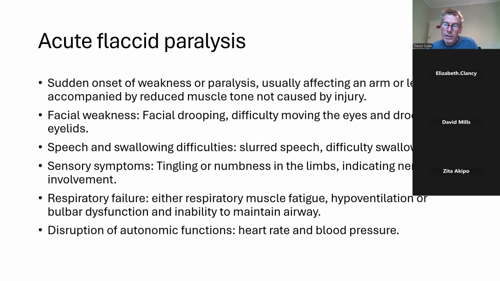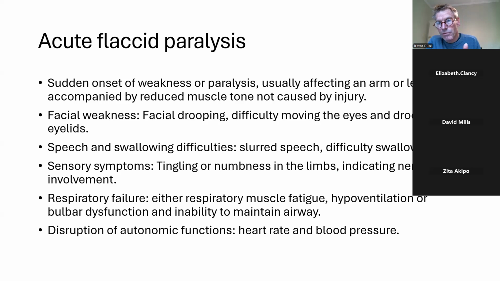Some children with acute flaccid paralysis, especially older children, will have some sensory changes and they may have tingling or numbness in the limbs indicating sensory nerve involvement. Now, that's not a feature of polio, but it is a feature of some forms of acute flaccid paralysis, particularly Guillain-Barre syndrome. I'll explain the differences.